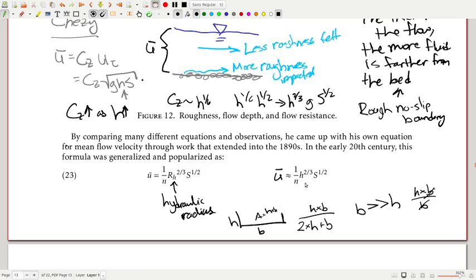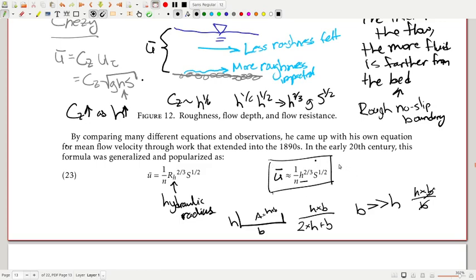And so what we typically do, for channels that are much wider than they are deep, which is the vast majority of natural river channels, is convert this hydraulic radius into a depth. And so this is the form of Manning's equation that we're going to think about and use.